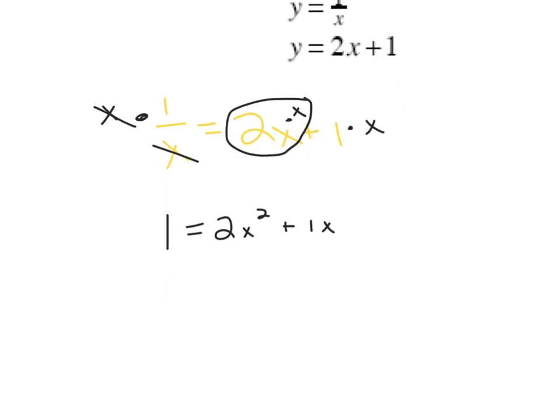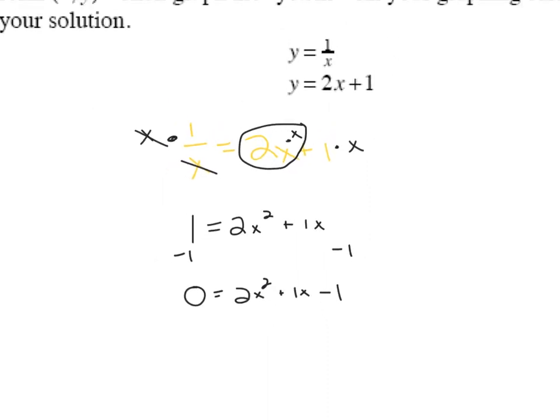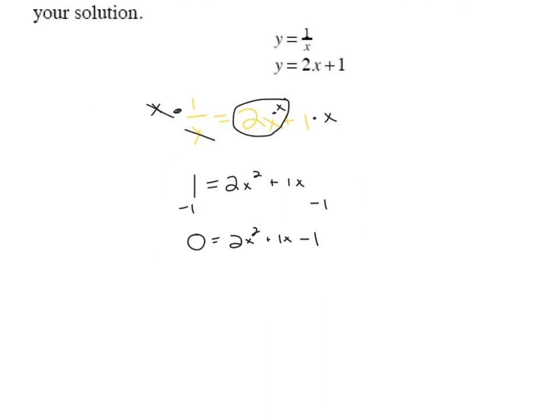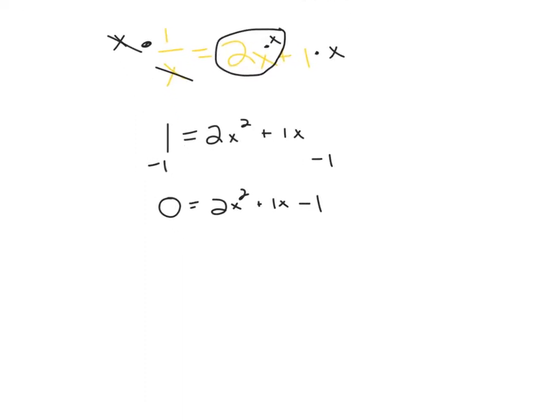Now, whenever I see that x squared, I think, oh, this is a quadratic. I have to make it equal to 0 before I start solving. So I'm going to minus 1 on both sides. So we get 0 equals 2x squared plus 1x minus 1. And now I can use any solving strategy of my choice: quadratic formula, complete the square, or factoring. I prefer factoring, and I'm going to skip talking through it and just put the work on.